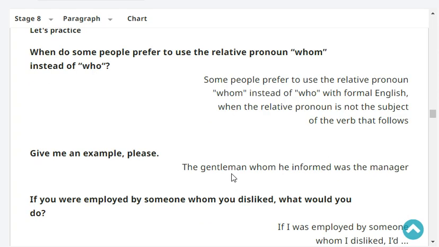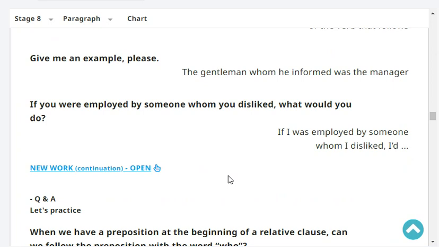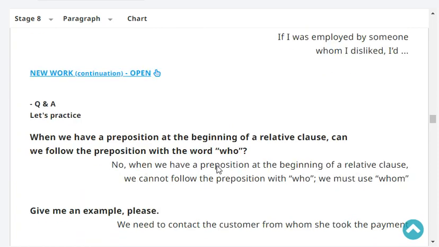The gentleman whom he informed was the manager. If you were employed by someone whom you dislike, what would you do? If I was employed by someone whom I dislike, I'd continue to employ them. Very good.